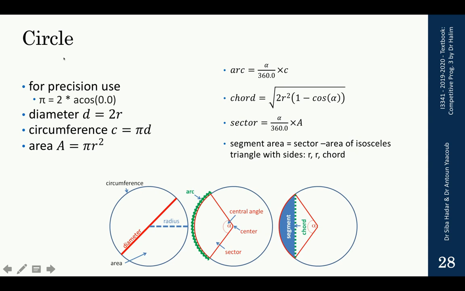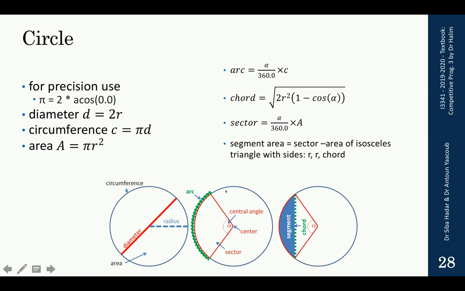Other useful formulas and definitions. If you want to do precision calculation, don't use the pi of math, but replace the value of pi with the expression 2 times the arccosine of 0.0. We know that the diameter is twice the radius. We know that for a circle the circumference is pi times the diameter, and the area is pi r to the power 2.